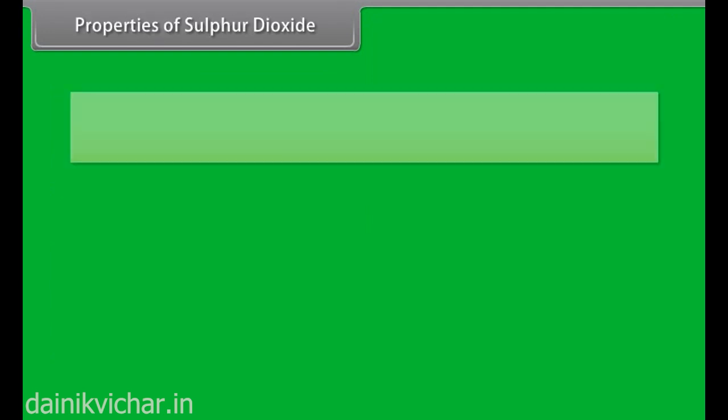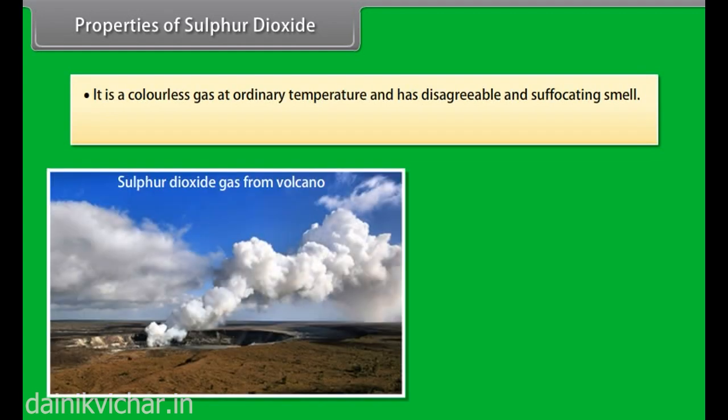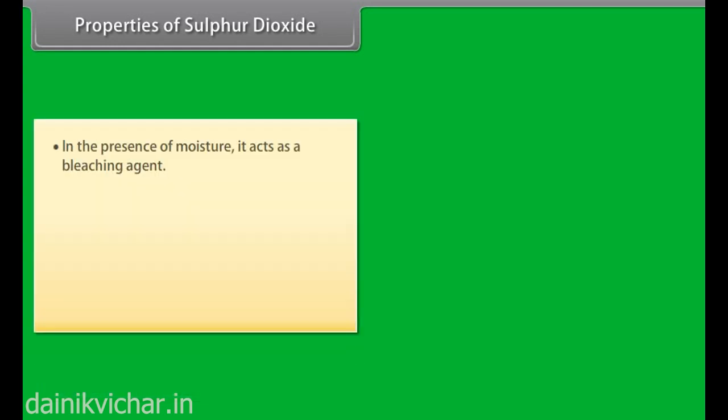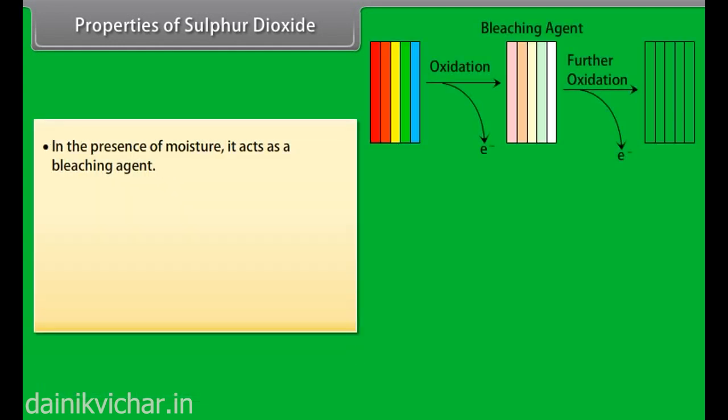Properties of sulfur dioxide. It is a colorless gas at ordinary temperature and has a disagreeable and suffocating smell. It reacts with alkalis, forming sulfides and bisulfides. In the presence of moisture, it acts as a bleaching agent.